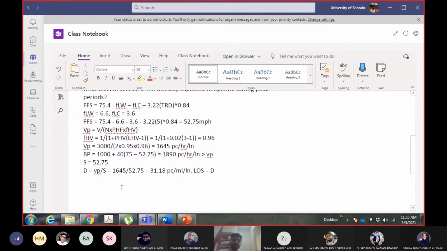Because we have A, B, C, D, and then E. So you are close to the end. E is the capacity, so you are close to the capacity. If you go back to the explanation of each level of service, you will see that in level of service D, the speeds reduce very rapidly and so on. So level of service D is acceptable, but not good.